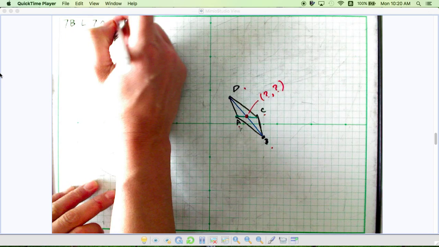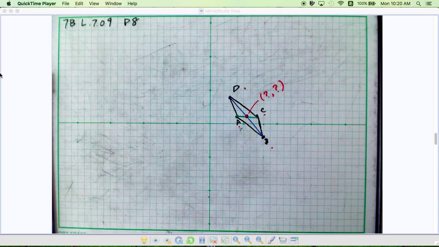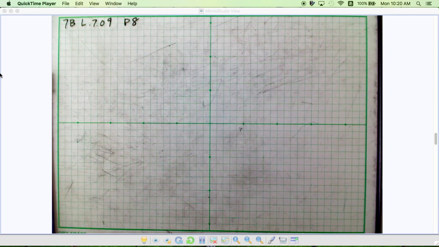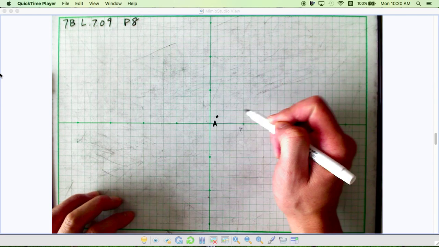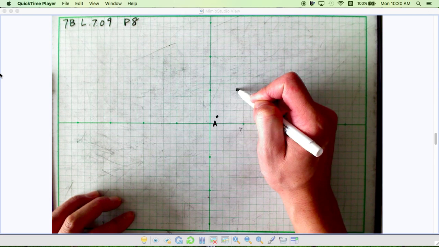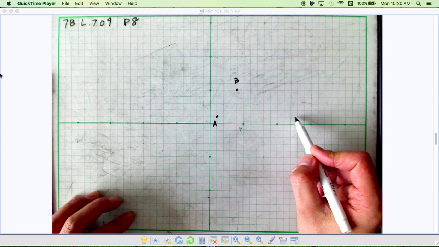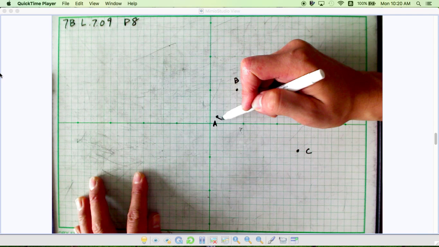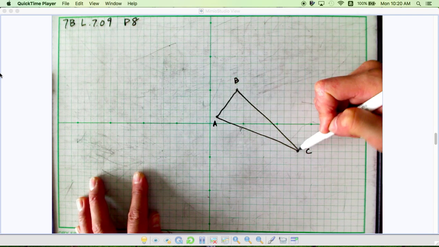Moving on to lesson 7.09, problem number 8, which is on page 4. It says find the area of the triangle with the given vertices. So A is (1, 1), B is (4, 5), C is (13, -4). Okay. All right, so we have the triangle.